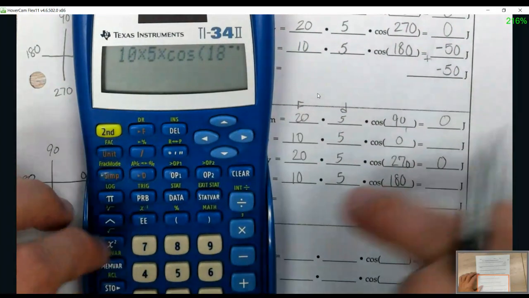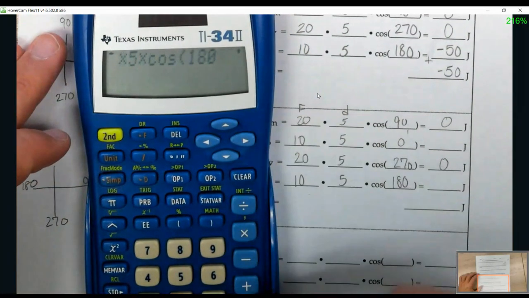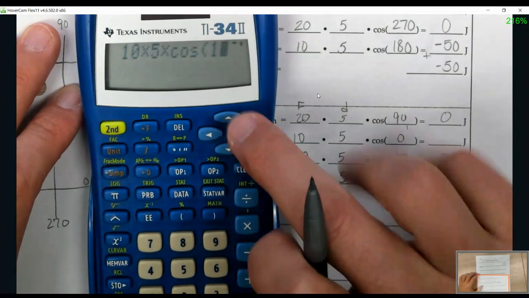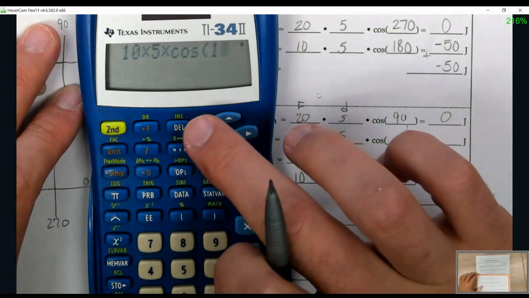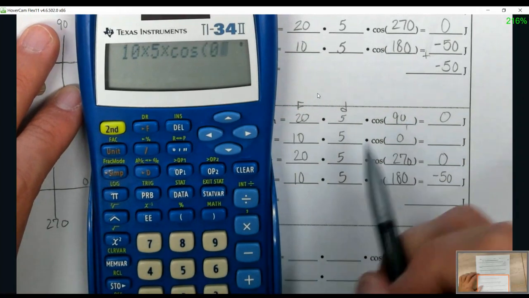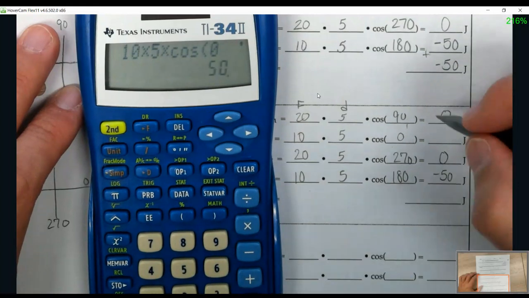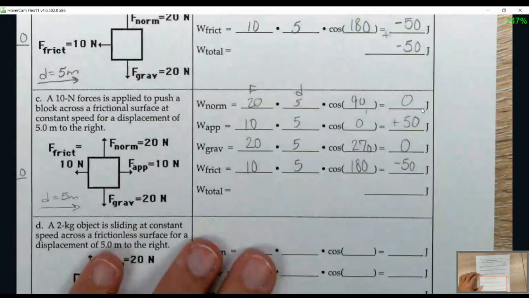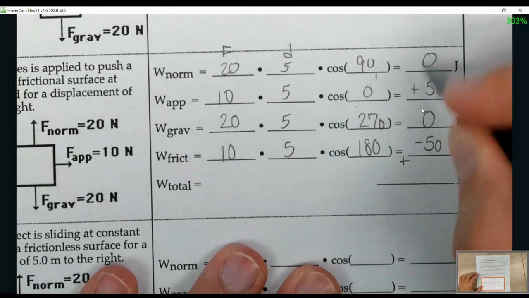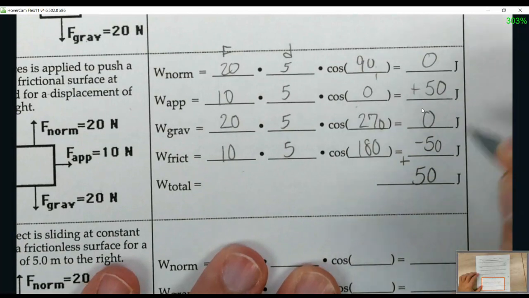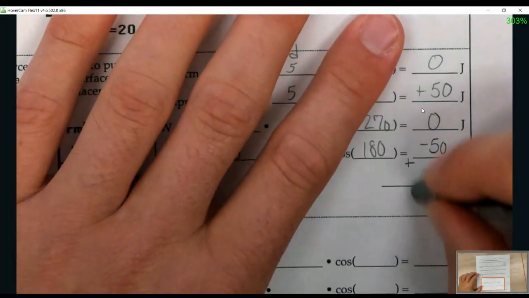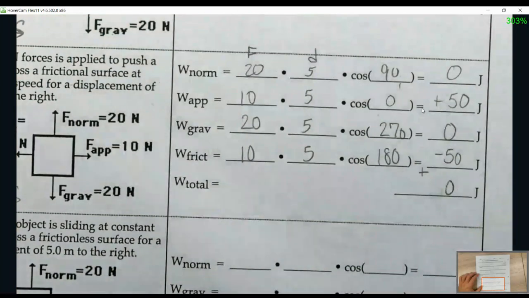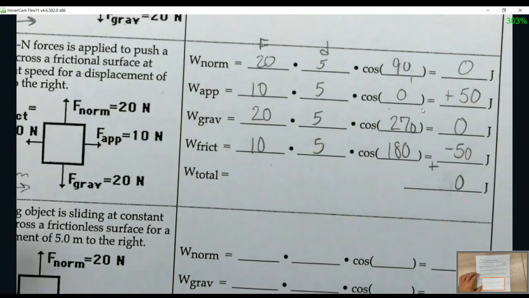So 10 times 5 times cosine of 180 comes out to be negative 50. And 5 times 10 times cosine of 0 is positive 50. So when I add these all together, the total work on the object is not positive 50, it's just 0, because positive 50 plus negative 50 is 0. So the overall net work done on that object is 0.